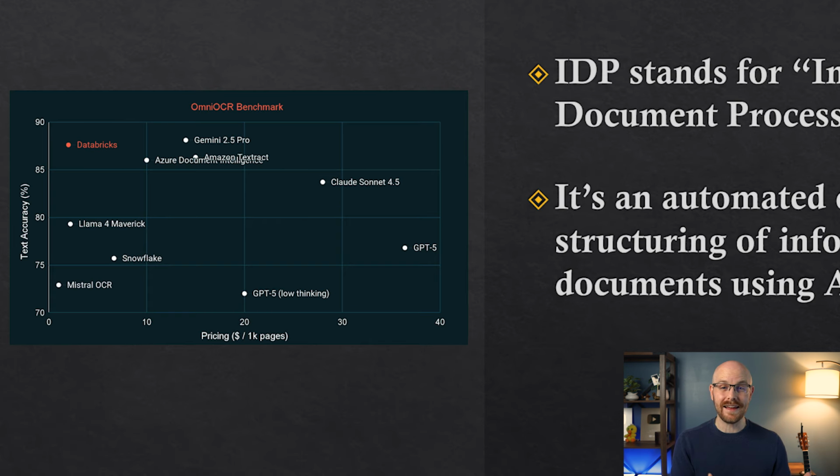You can even see here on the left-hand side, this is a benchmark test for this type of process. This is going to be accuracy versus pricing. And you can see ChatGPT way on the right-hand side. It's going to be quite expensive for just okay accuracy, right around 76, 77%. You'll notice though, Databricks is in the top left, which is kind of exactly where you want to be. You want it to be the most accurate for the lowest price, and Databricks does that.